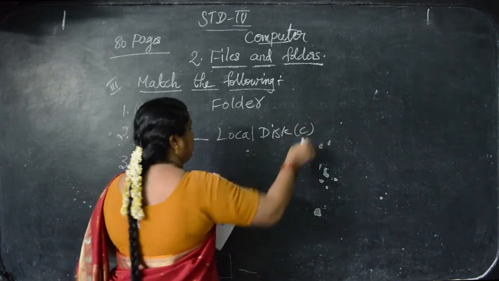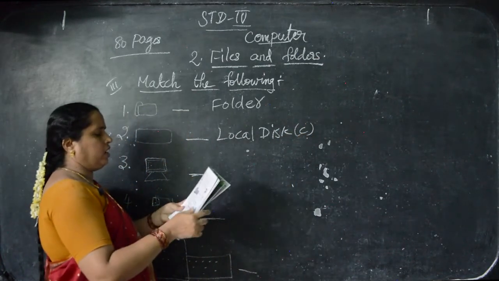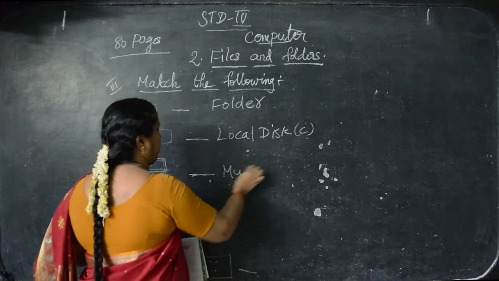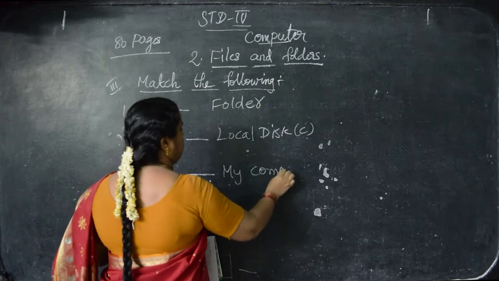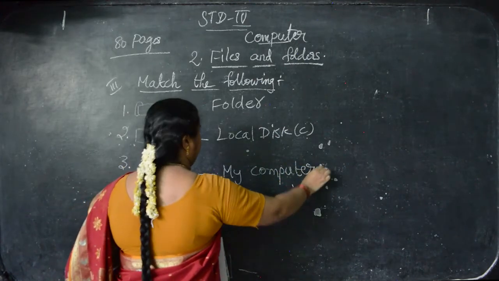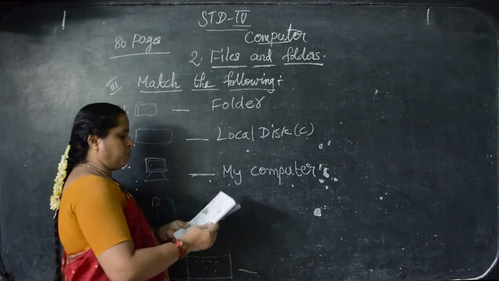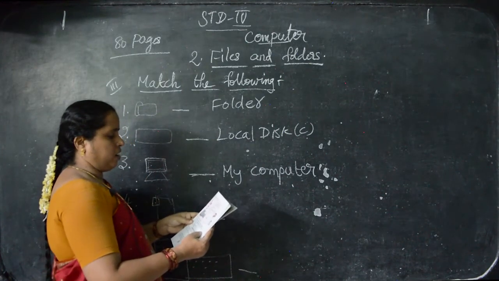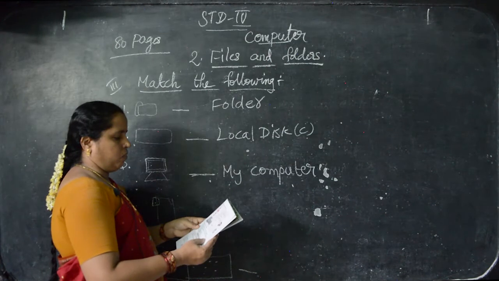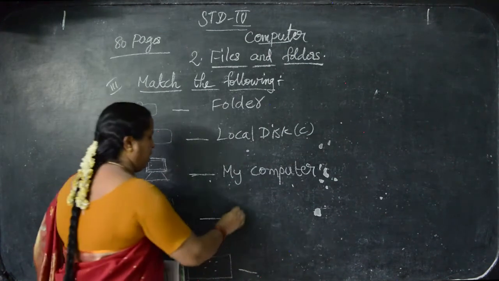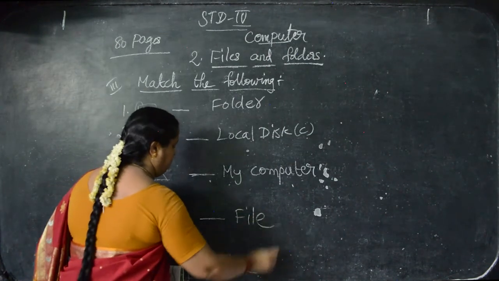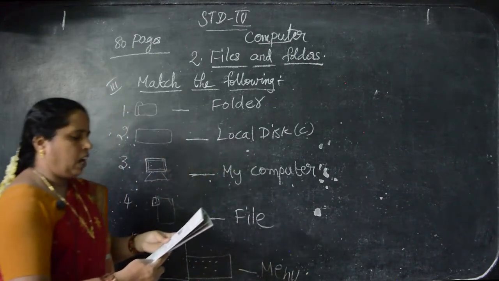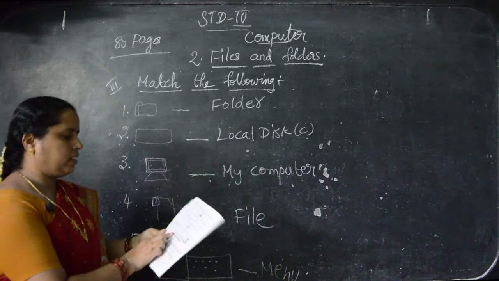Local disk. Okay. Next. Third one. My computer. M-Y. My computer. C-O-M-P-U-T-E-R. Computer. Next. Fourth one. Fourth one what? File. F-I-L-E, file. Fifth one, menu. M-E-N-U, menu. Okay, have you all finished this one, children?